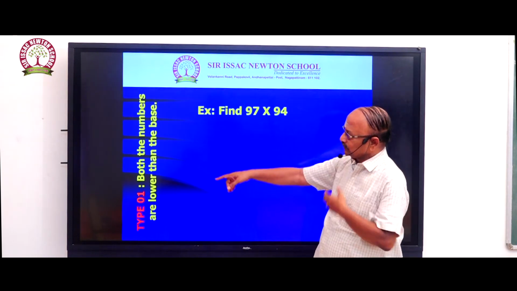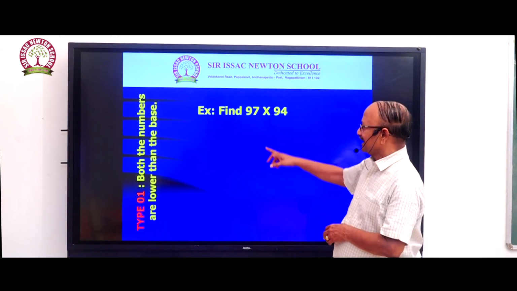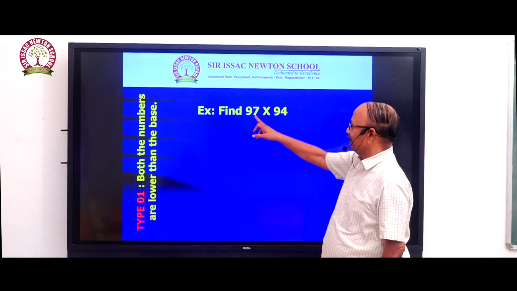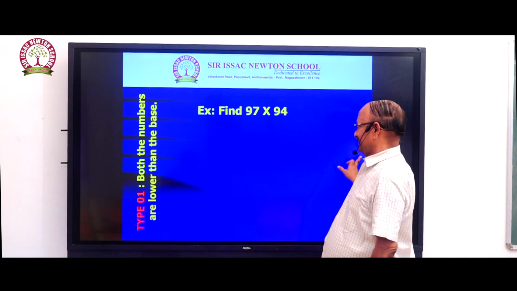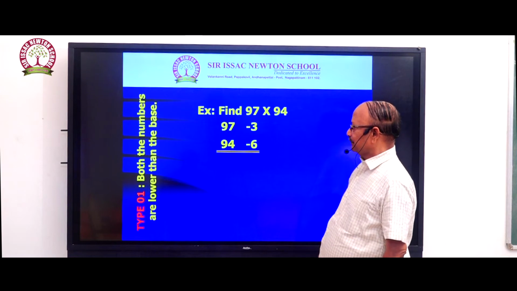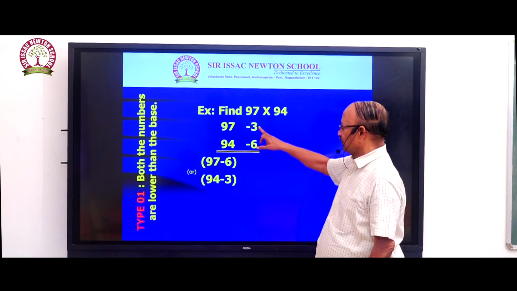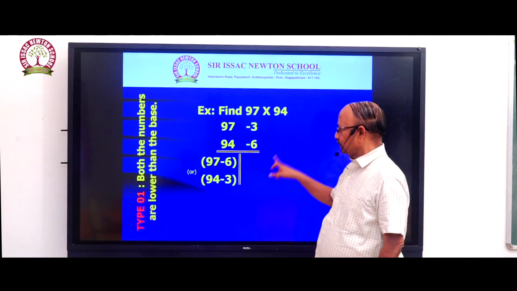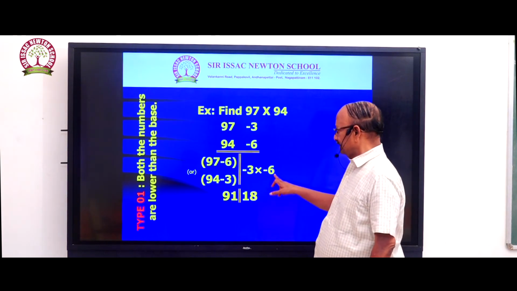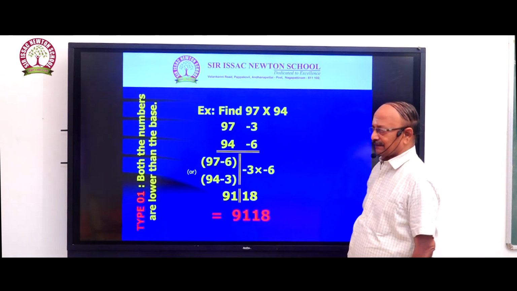Type 1, both the numbers are lower than the base. For example, 97 into 94, both are less than the base. This is less by minus 3, this is less by minus 6. Am I correct? Then what is the step we follow? Diagonally we add 97 minus 6, or 94 minus 3, which corresponds to 91, and then minus 3 into minus 6, 3 sixes are 18. So 91, 18 is the answer for 97 into 94.